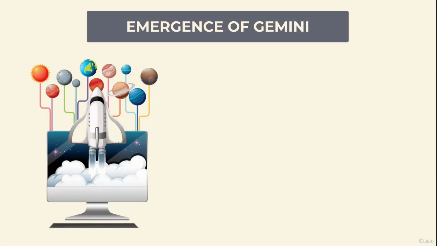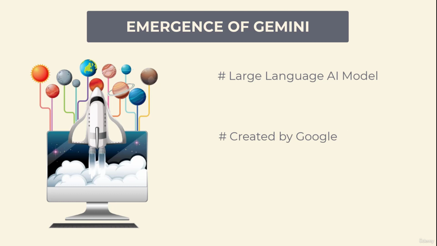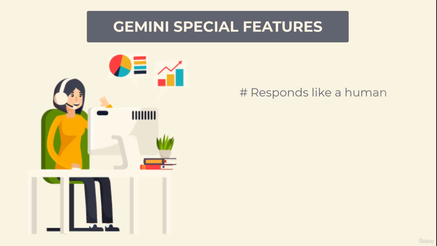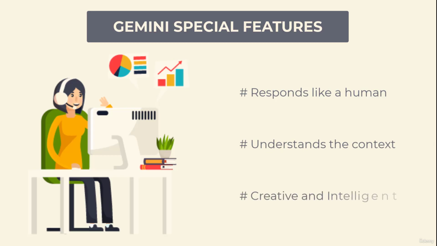Gemini is a multimodal large language AI model which is created by Google, and first it was known as Google Bard, but now Google has changed its name to Gemini. So Gemini has very amazing capabilities. It responds like humans. It can understand the context of the chat that the user is doing with it, and it responds accordingly. It is creative and intelligent and so much more.